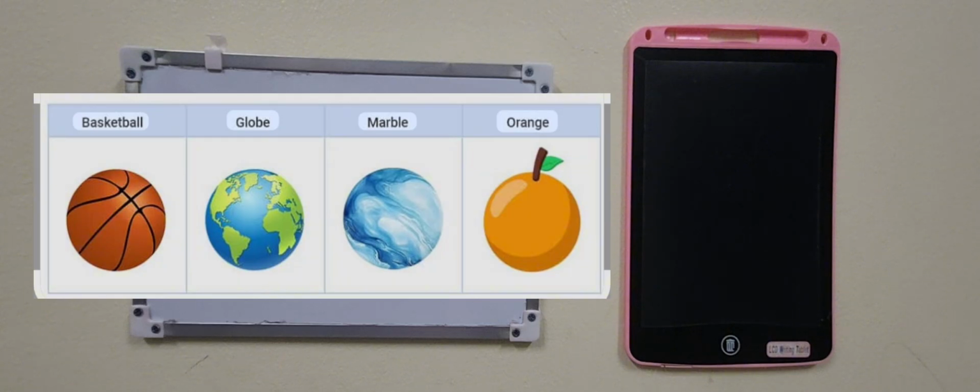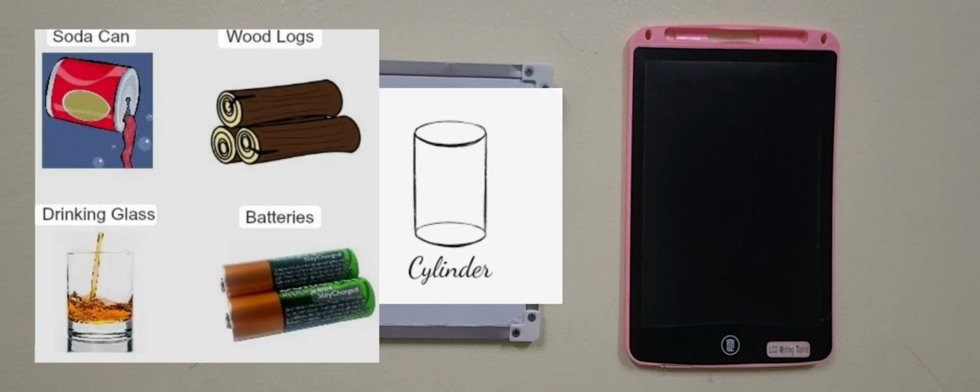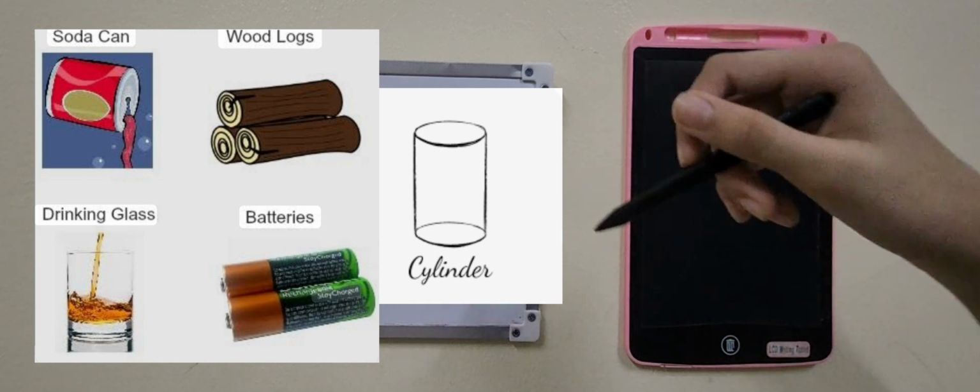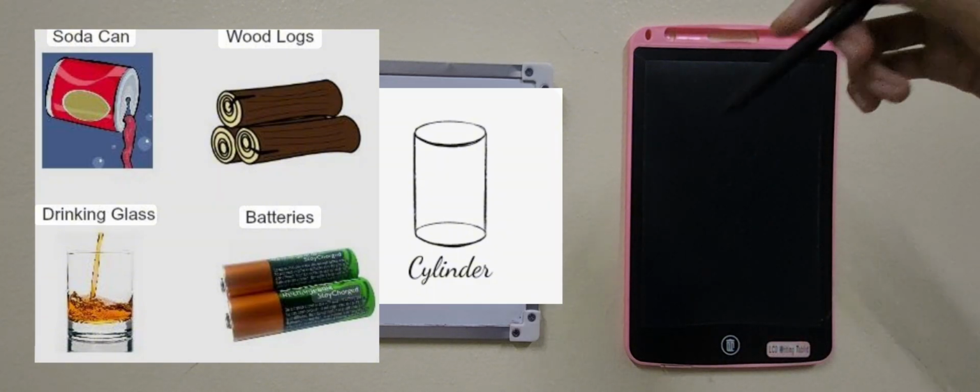For 3D shape number 4, we have a cylinder. For a cylinder, we have lots and lots of examples. I'm going to put the examples before we explain a cylinder because it's quite hard. We're going to explain it very slowly and very calmly so you guys can understand.